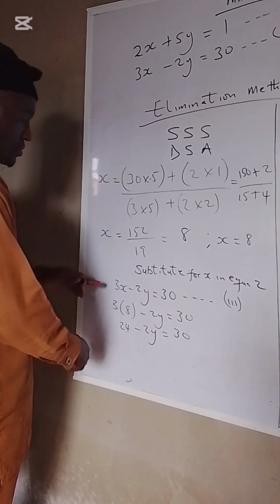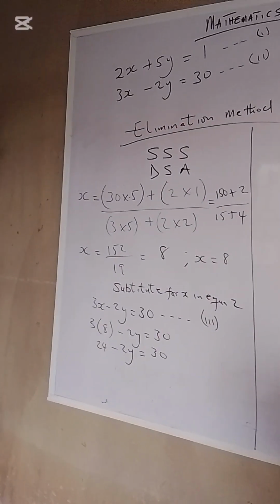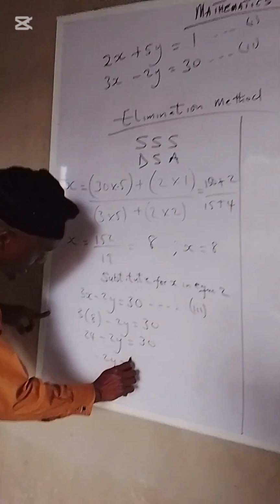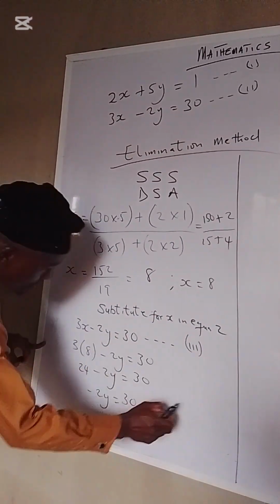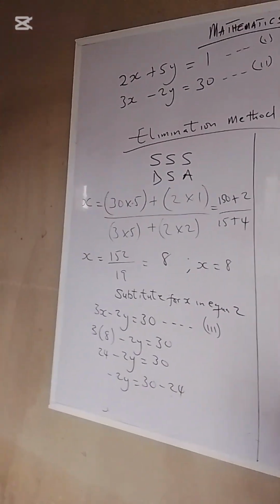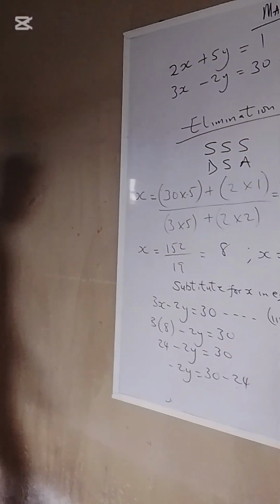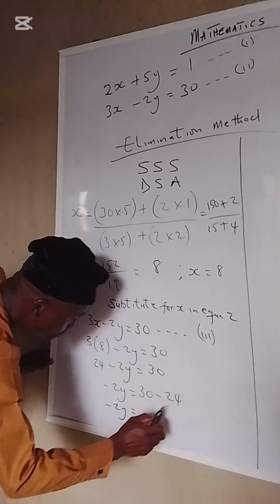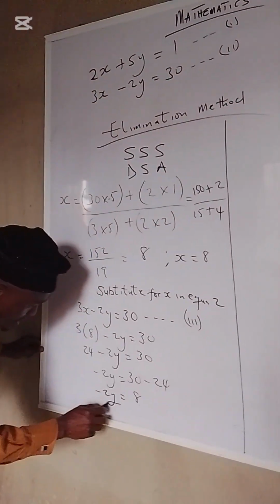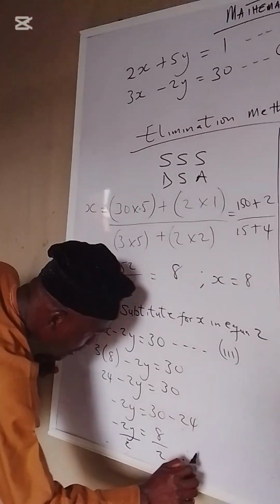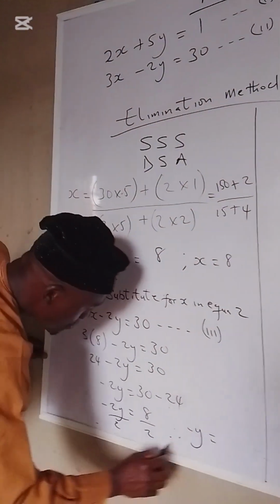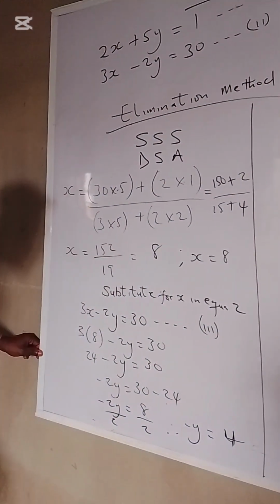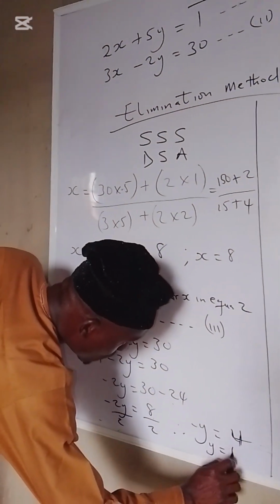Then we try to collect like terms. So if we are collecting like terms, that will give us minus 2y is equals to 30. When this 24 goes to the other side, it turns to minus 24. That will now give us minus 2y is equals to 30 minus 24, which is 6. We divide both sides by 2, so definitely minus y is equals to 3. And in mathematics, an alphabet will not carry minus, so we can easily say y is equals to 4.